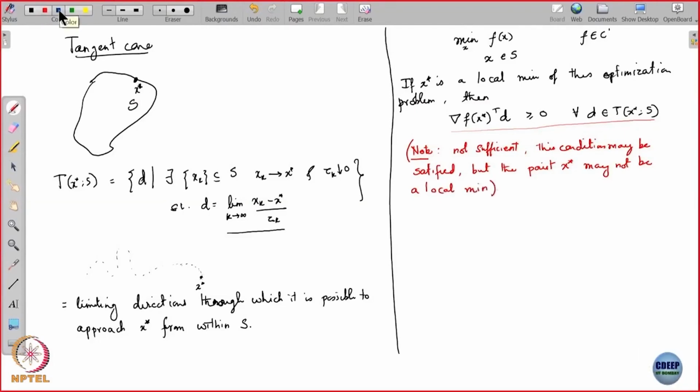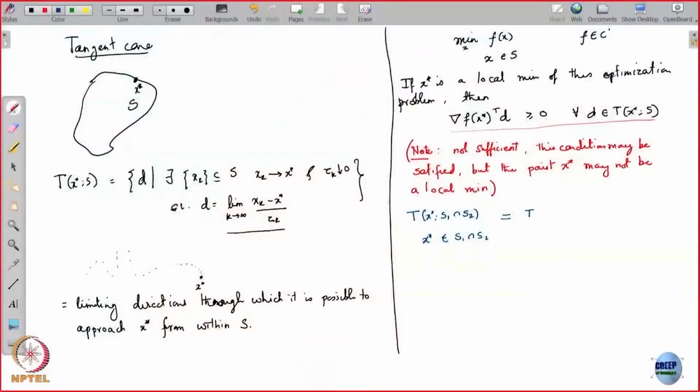All right. The other thing we saw about the tangent cone was that the tangent cone is actually a treacherous object. Means that you might think that if you have suppose two sets S1, S2 and a point x star that lies in both S1 and S2, and if you wanted to find the tangent cone with respect to the set S1 intersection S2 at x star, then this is not in general this set.